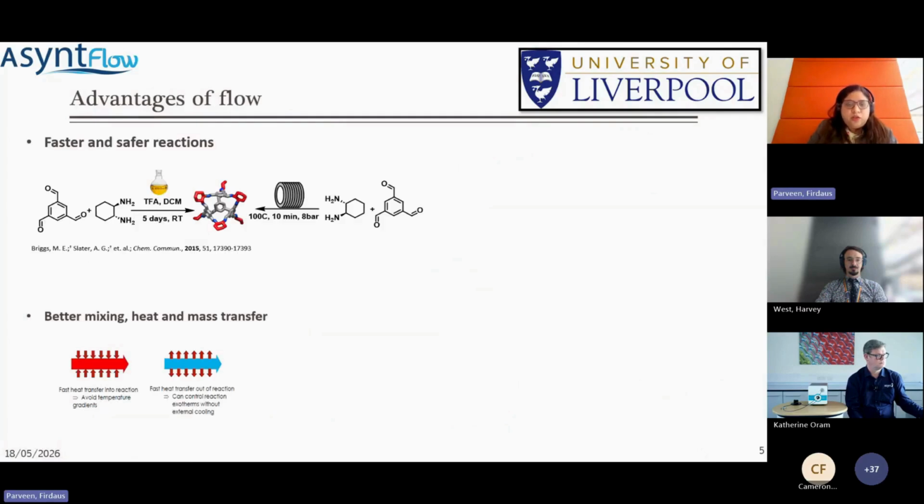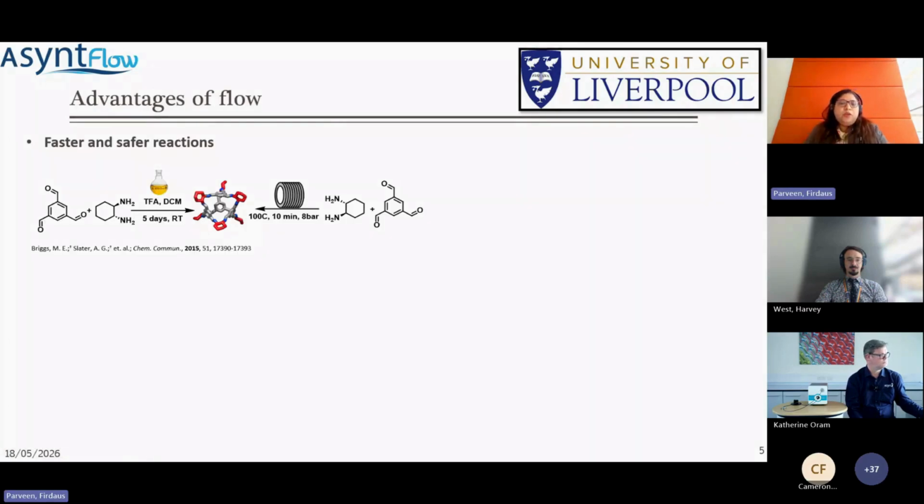What are the advantages of flow? Moving from batch to flow, it offers faster and safer reactions. For example, in this case, the cage forms in 5 days at room temperature in DCM, but in flow, you can heat it up to 100 degrees C, which is very difficult to do with DCM in batch. And it reduces the reaction time from 5 days to 10 minutes. This is all possible because you can pressurize your system very well in flow.